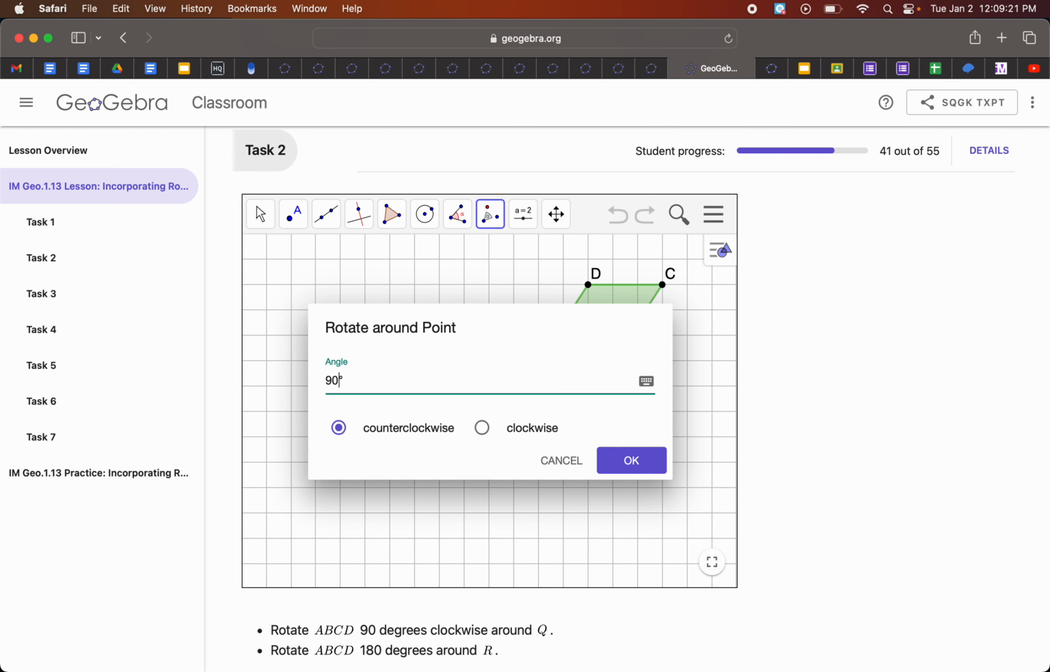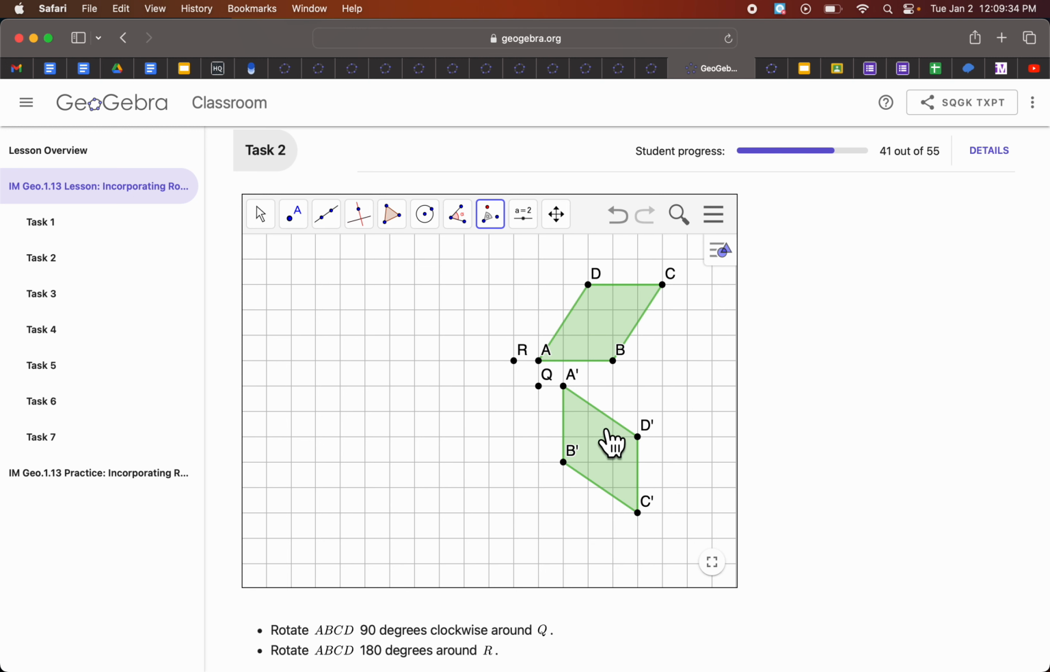And it says 90 degrees clockwise, so I'm changing that. Don't get rid of this little degree sign because I don't know how to put it back on there. Just change the number part to 90, and it says clockwise, so we're selecting clockwise, and we hit OK. And we can see that this rotates down, right? From A to A prime, if you use Q as the vertex, that angle is 90 degrees. Okay, cool. Then it says rotate ABCD, that's the original again, 180 degrees around R.